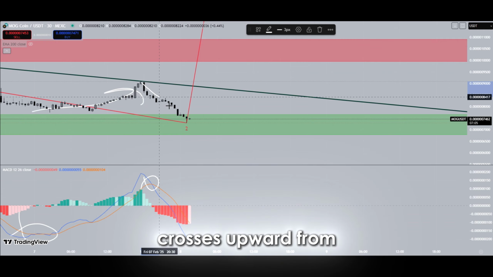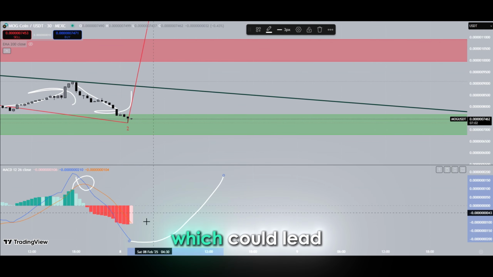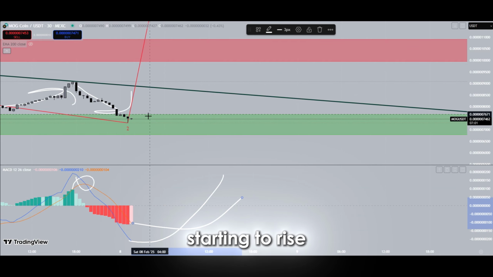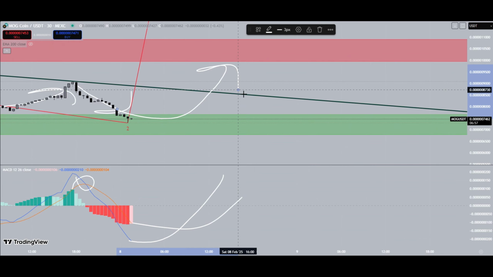If the MACD crosses upward from below the zero line, it can create a new buying signal, which could lead to the price starting to rise. After the crossover, as the MACD moves higher, the momentum will increase and the price will rise.